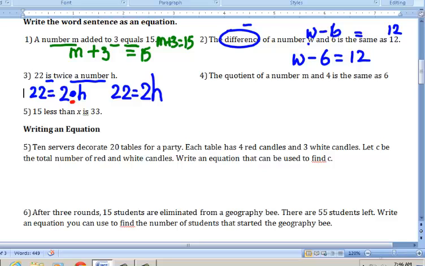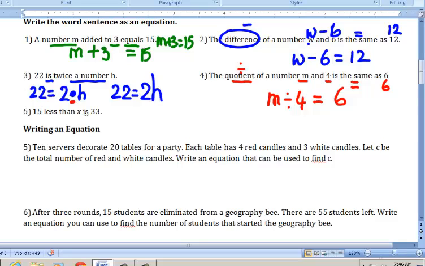Let's look at number 4, the quotient. We all know quotient means to divide, the number m and 4. So the quotient of a number m and 4 is the same as, means equal to, 6. So m divided by 4 is the same as 6. That's it. That's how we write them.